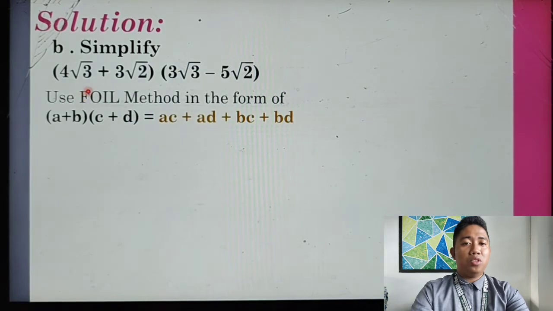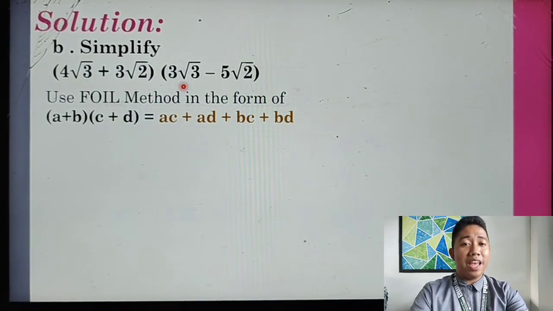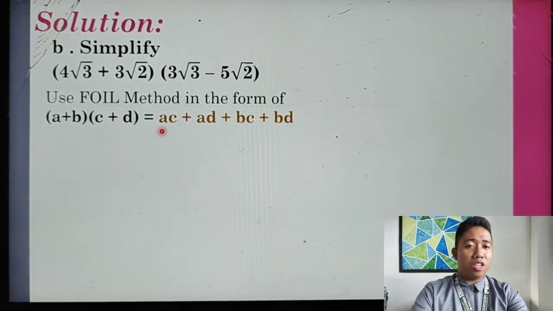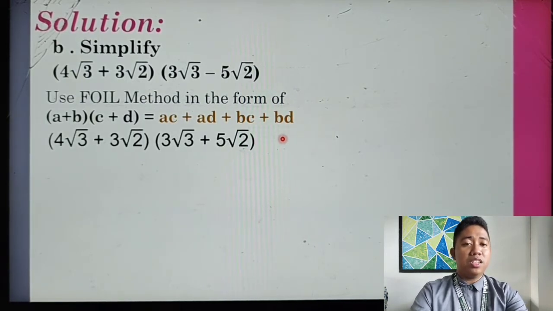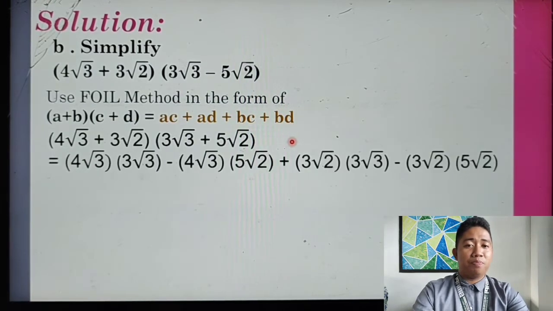So you will be going to simplify using the FOIL method, in the same manner as the previous example. We all know that the first factor has two terms and the second factor also has two terms. So we use the FOIL method, which is applicable using the formula (A plus B) times (C plus D), which is equal to AC plus AD plus BC plus BD. This is the same manner as multiplying two binomials. So follow the FOIL method.